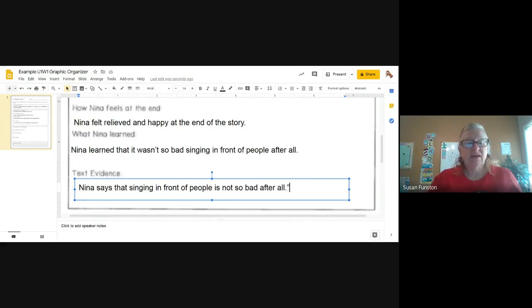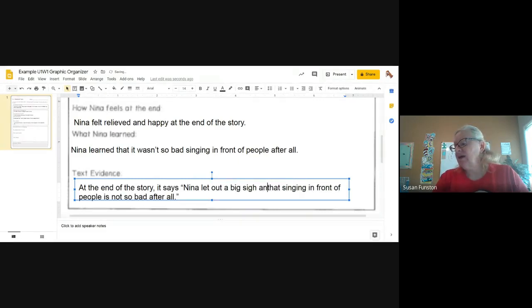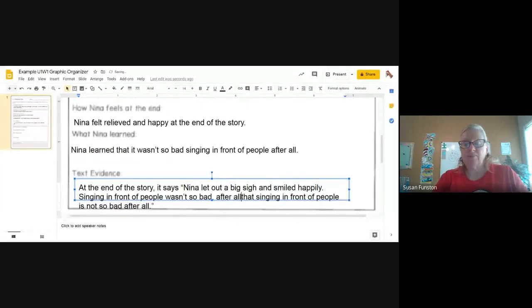Okay, so that's what I'm going to say. I'm going to say, at the end of the story it says, and then I'm going to quote, it says, Nina let out a big sigh and smiled happily. Singing in front of people wasn't so bad after all.